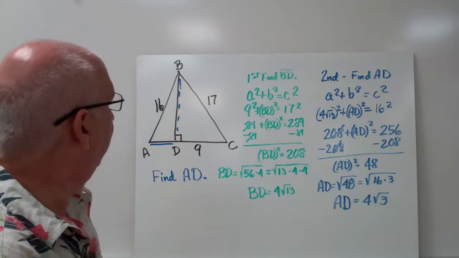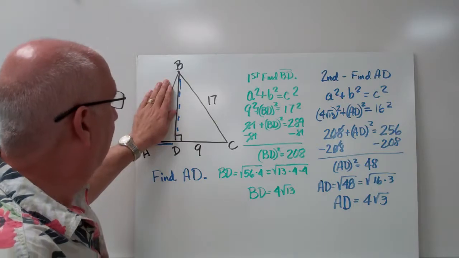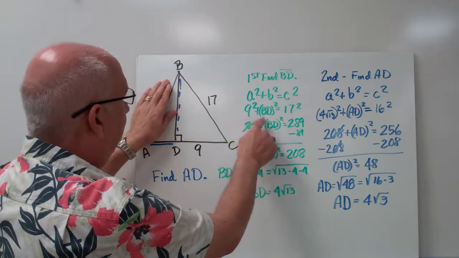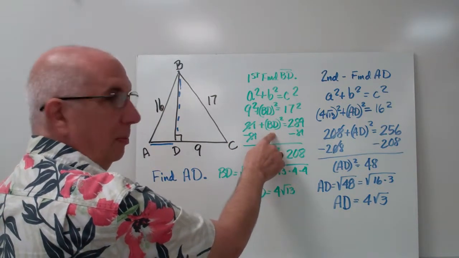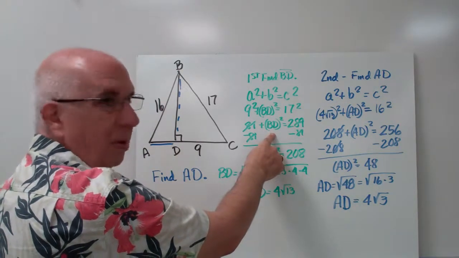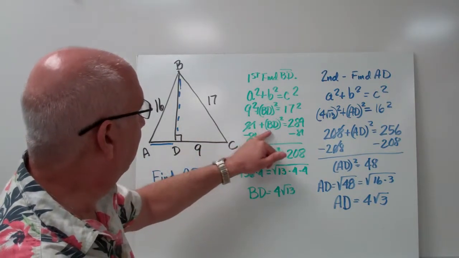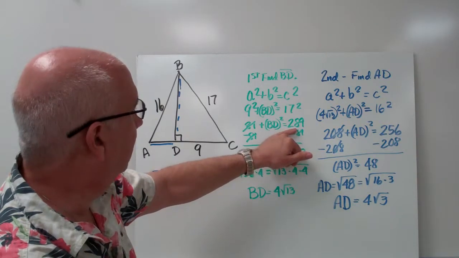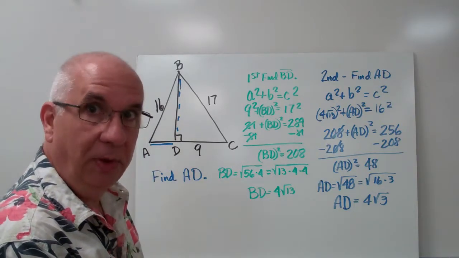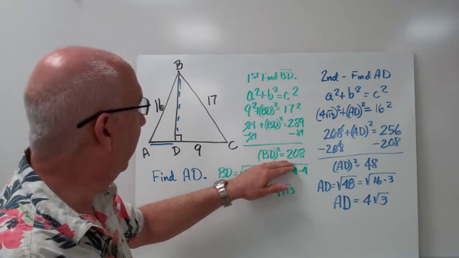To find BD, substitute in the Pythagorean Theorem. So we're using this part right here. The hypotenuse is 17, one of the legs is 9, and I'm looking for segment BD. Put it in parentheses, that way you know that it's a segment and not the product of two variables. Simplify, gives me 81 plus the segment BD squared is equal to 289. Combine like terms, so I subtract 81 from both sides, gives me segment BD squared is equal to 208.